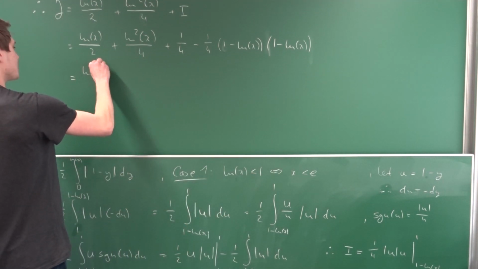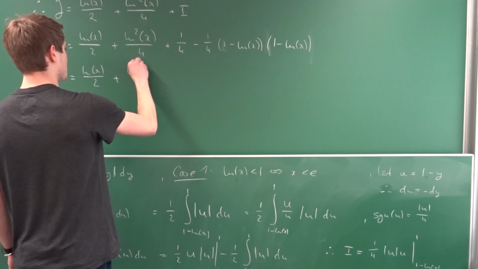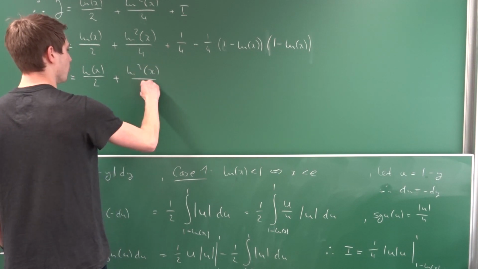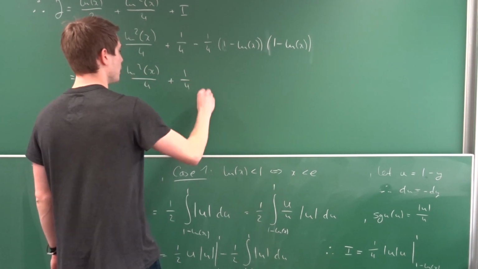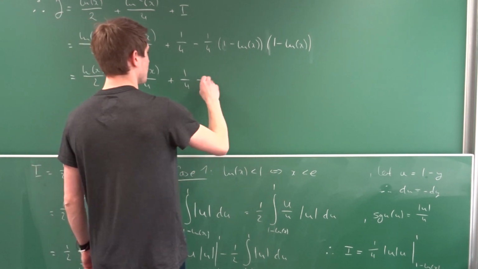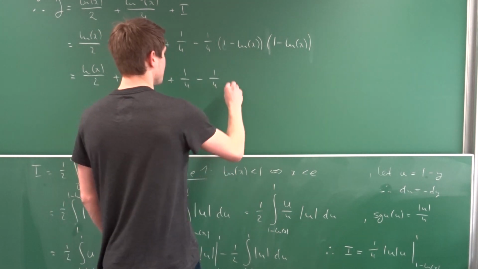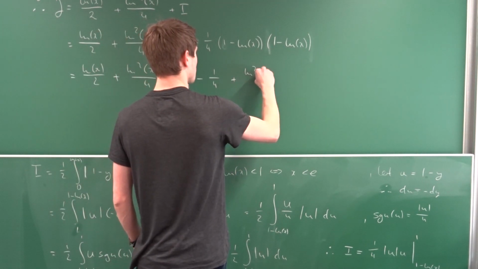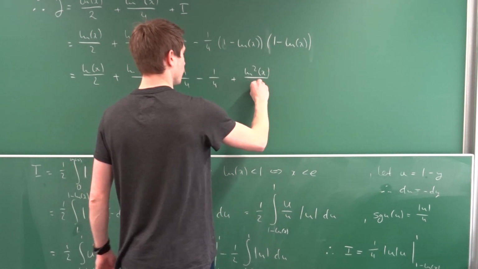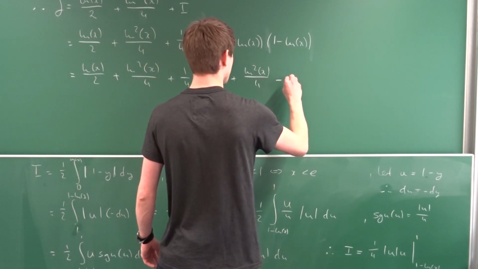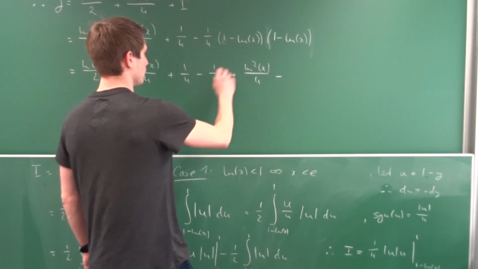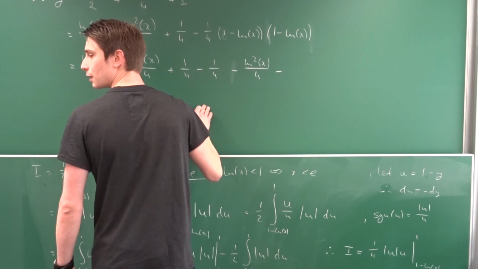So that's ln of x over 2 plus ln squared of x over 4 plus 1 over 4, and then minus. Okay, the first part is just 1 over 4. So that's nice. We are getting rid of that. And then positive ln squared of x over 4. And also we get negative and negative. Oh no, this is negative.